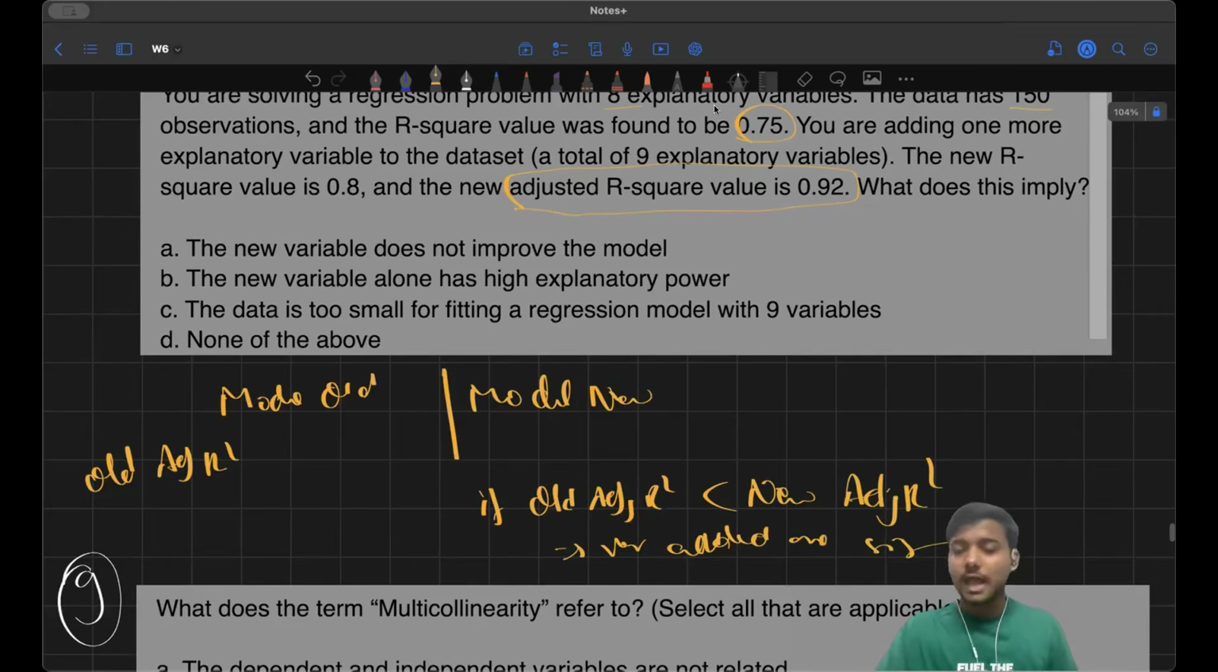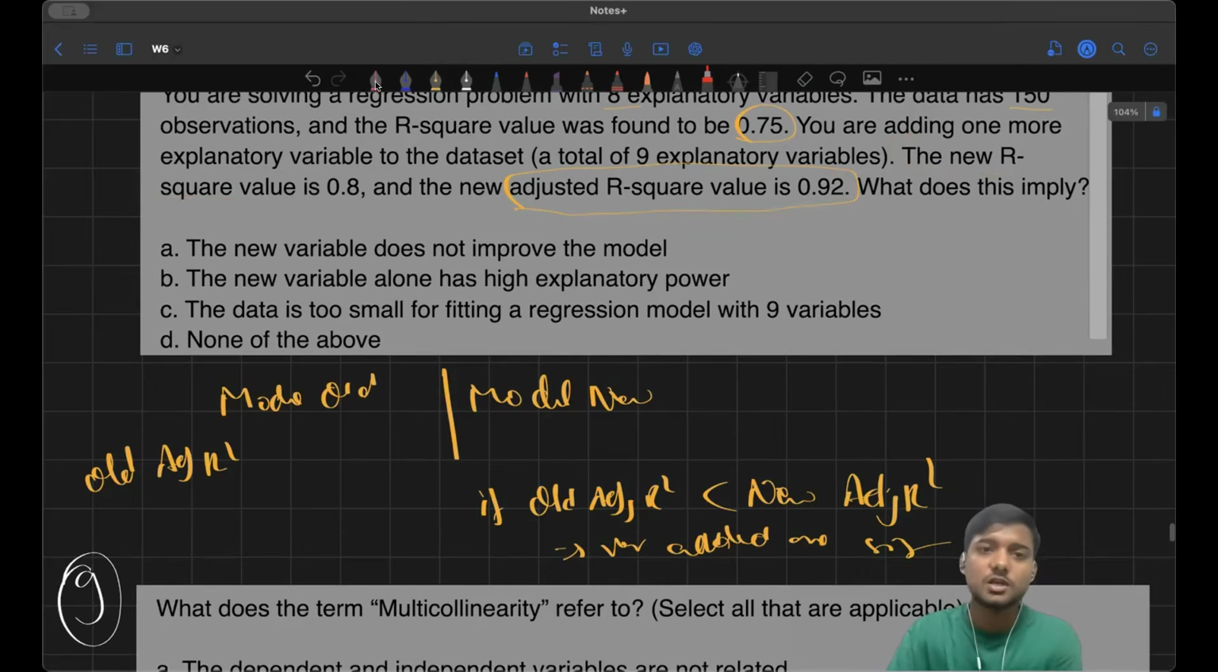But there is a catch in the question, and which is very important. If you look at the options, they have given you a lot of things, and even if you read the question, it kind of triggers some warning. They are saying new R square is 0.8 and the new adjusted R square is 0.92.